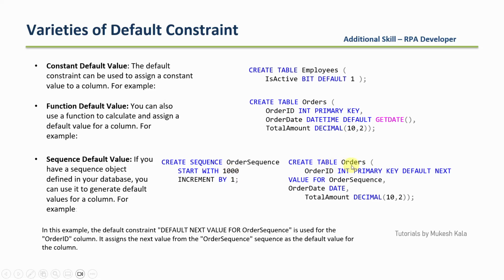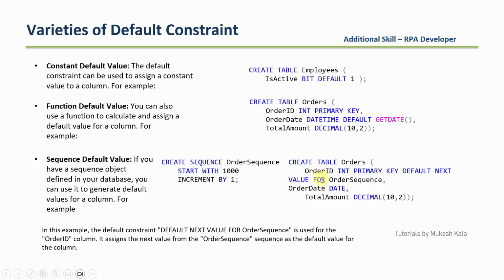So create table orders. Order ID is a primary key, which we have already seen. Here I am mentioning the default keyword, which means this value is going to be the default value even if you don't put it. But where is the default value from? I want to get it from this sequence. So I say next value for order sequence. This is the order sequence which we have created, and that's it.